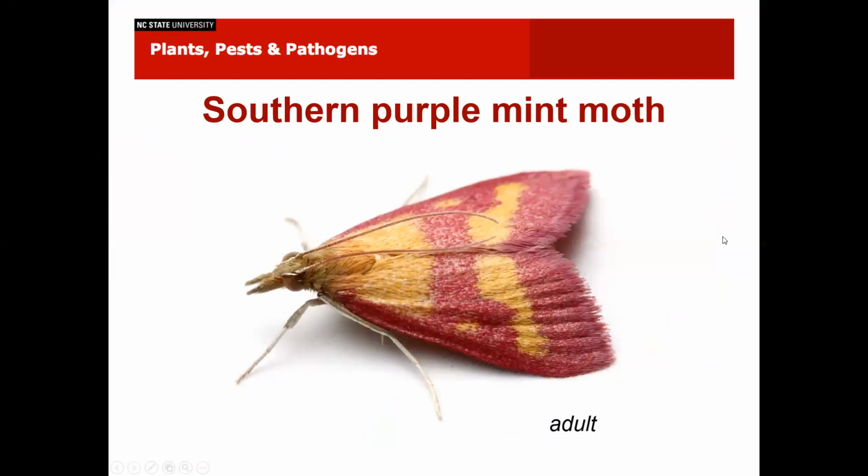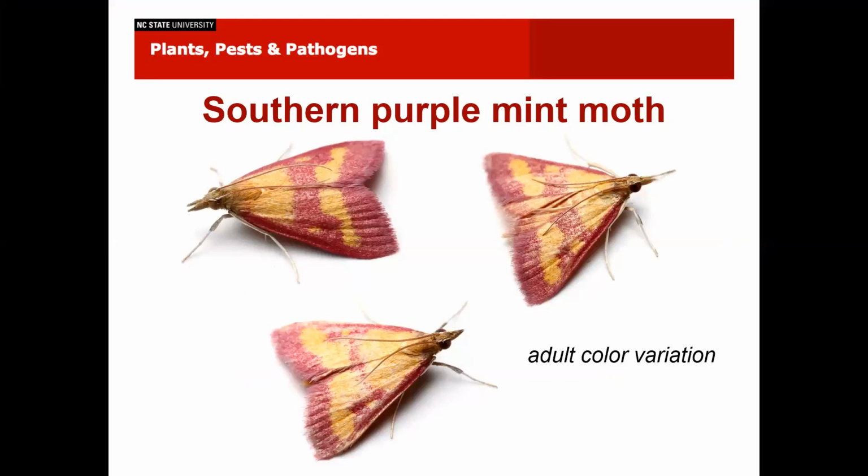And then lastly, the moth looks like this, very pretty, but of course a pest. What's interesting, I reared a few of these, and they actually have a fairly variable color pattern. The basic pattern is the same, but the extent of the yellow versus the pink or purple, of course it's called the purple mint moth, varies.